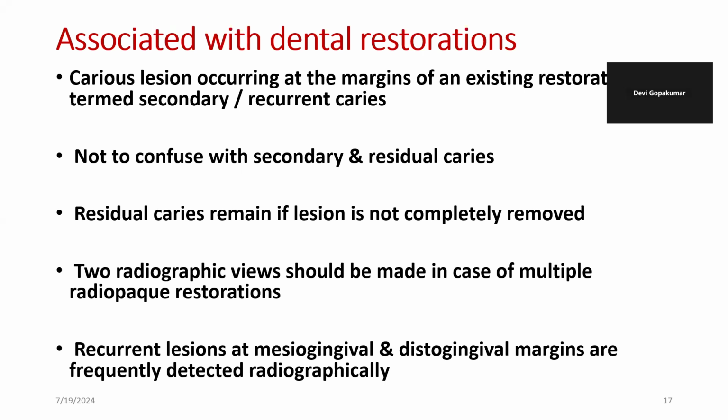Caries associated with dental restorations: a caries lesion occurring at the margins of an existing restoration is termed secondary or recurrent caries. Not to be confused with residual caries, which remains if the lesion is not completely removed. Two radiographic views should be made in case of multiple radio-opaque restorations. Recurrent lesions at mesiogingival and distogingival margins are frequently detected radiographically.